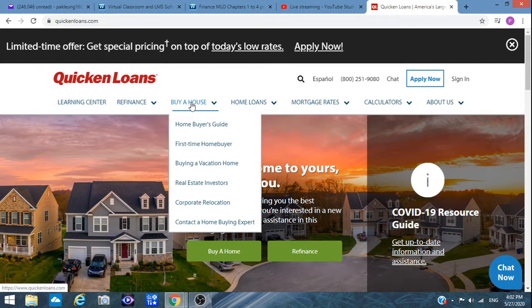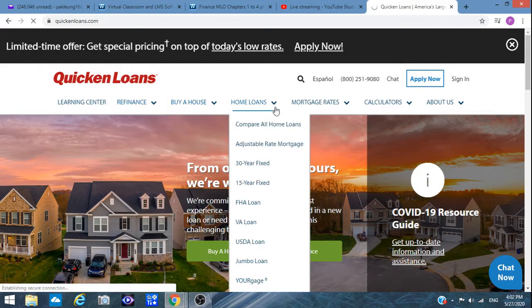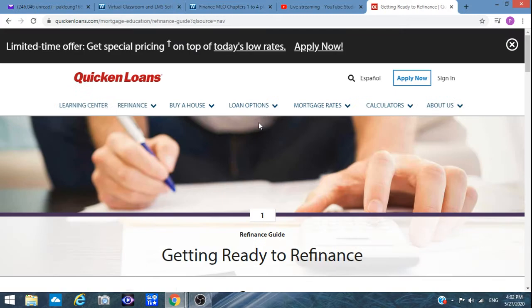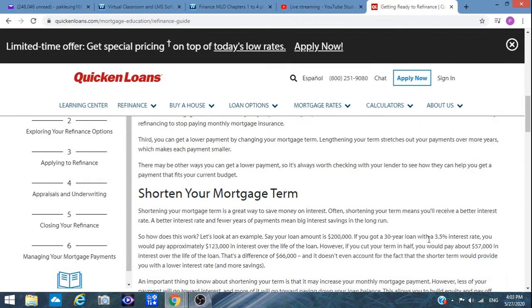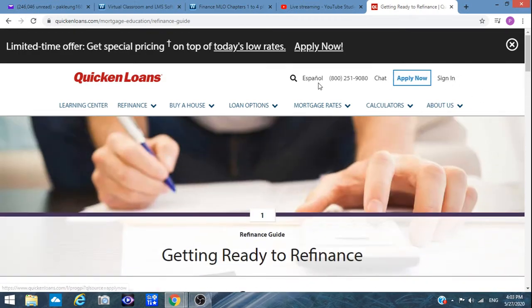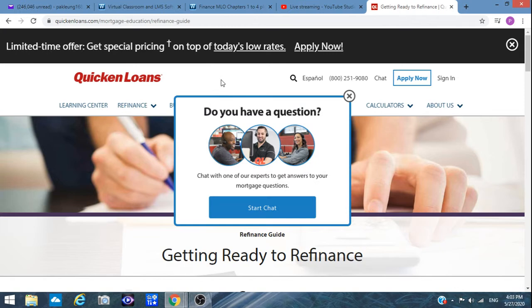you click on anything, buy a house, refinance, mortgage rates, right? Refinance guy, they give you a lot of stuff. They even set up an account for you. They sell in Español, they do a Spanish version. Pretty soon, you're gonna have Chinese, whatever. If you could do it much better than Quicken Loan, see right there, people wanna talk to you. Start chat. See, these are your MLOs right there, ready to take your questions.